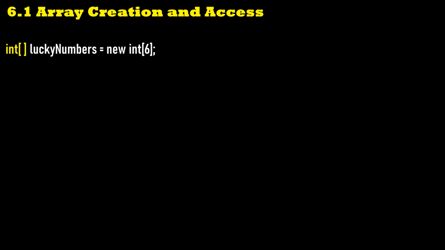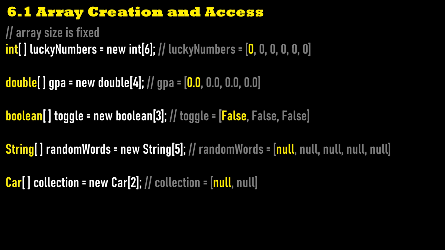Generally, in order to create an array, we need to declare the array's type along with square brackets, its variable name, the new keyword to signify that we're creating a new object, and then the same data type along with the size of the array in square brackets. Note that after the array is instantiated, its size cannot be changed, and all of its elements are initialized to either 0, false, or null depending on the array type.